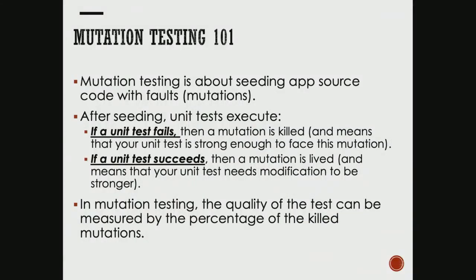A mutation is called a living mutation if the unit test is succeeding, which means that your unit tests are not strong enough to be able to detect this code fault. If unit tests fail, this means that your unit tests are really strong. You are really asserting every line of code. So in mutation testing, we can say the quality of the unit test can be measured by the percentage of the killed mutations.